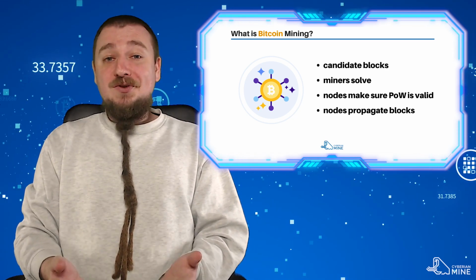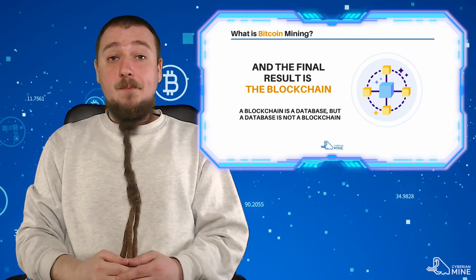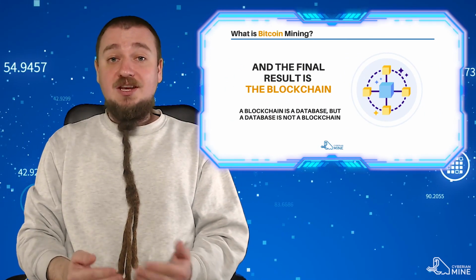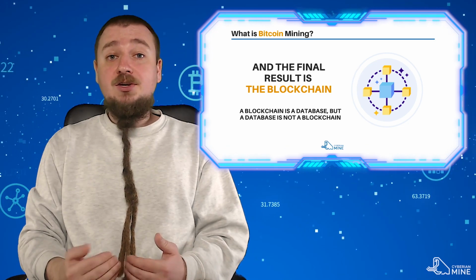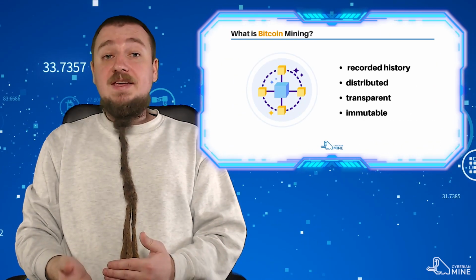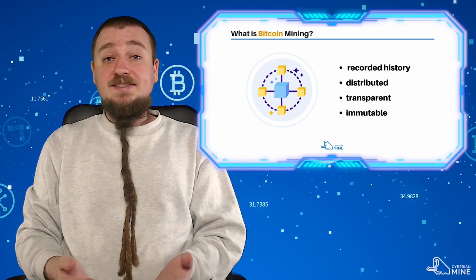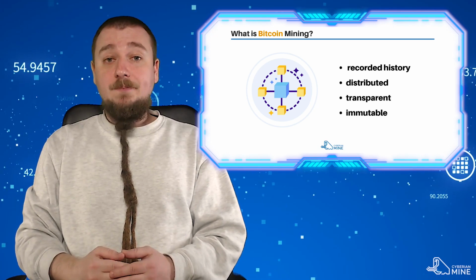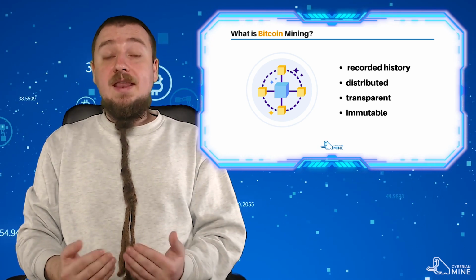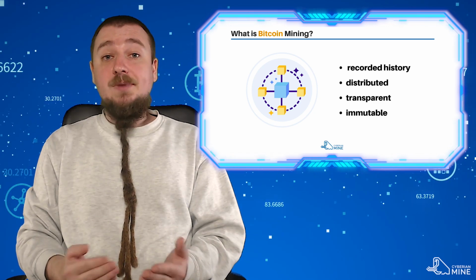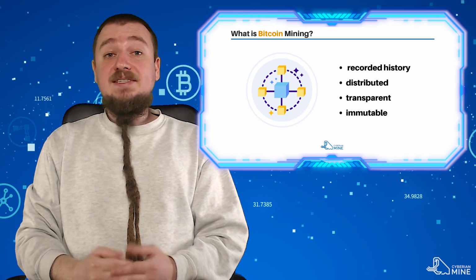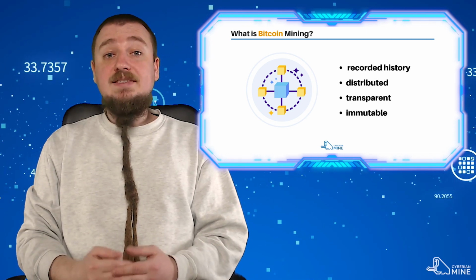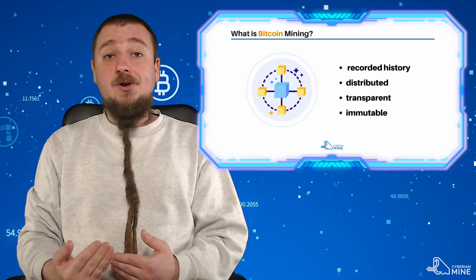What is that blockchain, you ask? Well, a blockchain is a database, but a database is not a blockchain, because this type of structure comes with some very interesting and unique characteristics. First of all, a blockchain is the recorded history of every transaction that ever occurred in the network. Every single piece of Bitcoin and every wallet address that has ever been used are stored in the blockchain. So this makes it a sort of database, but unlike traditional databases, the blockchain is distributed, transparent and immutable.